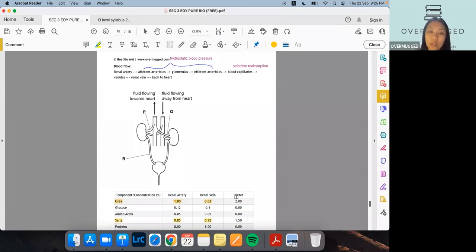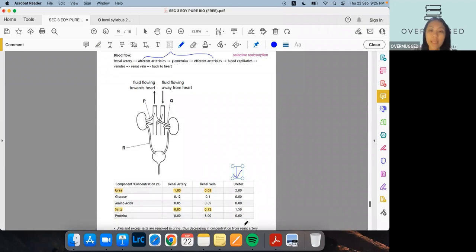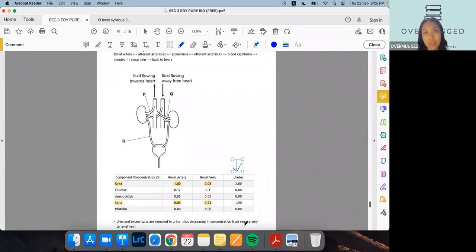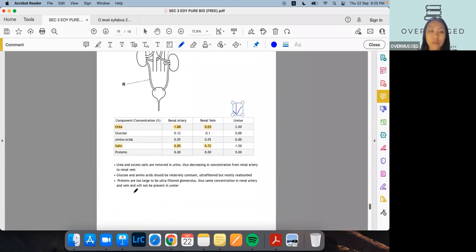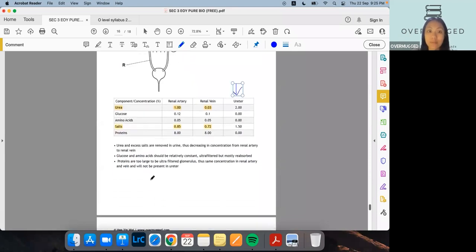But especially urea and salt, I guess, because that is what is being removed in the ureter as urine. Okay, so these are something that I want to call out, that you can highlight and remind yourself as well. I'm sure something like this you know, but I just wanted to call out. Yeah, I put the explanation here, so you could look through the explanation.